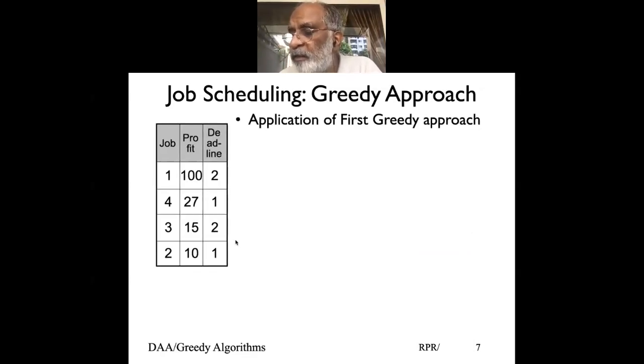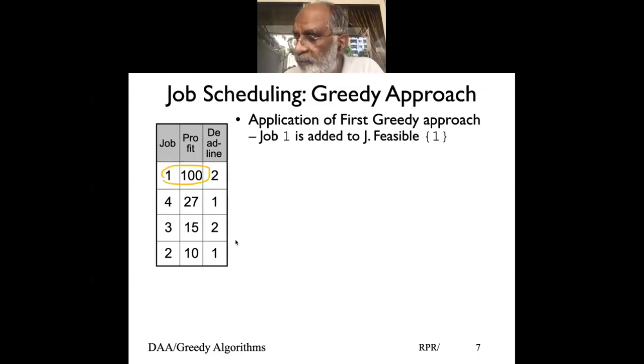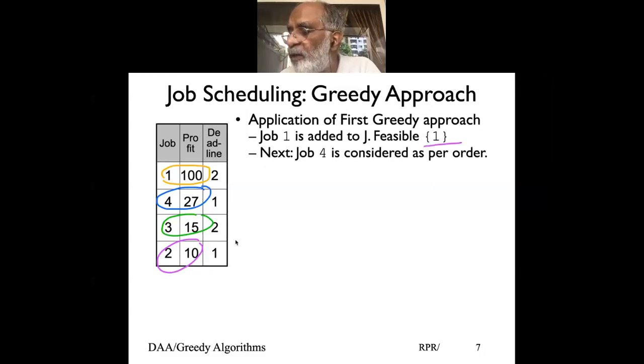If you look at this, when you schedule them as per the profit, focus on the first job. So we order as per the profit. Job one is the highest profit. Job four is the next highest profit, 27. Job three is 15. And job two is 10. So first look at job one. Job one can be done. So the feasible solution becomes just one.